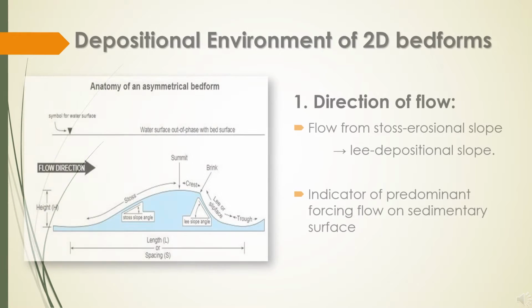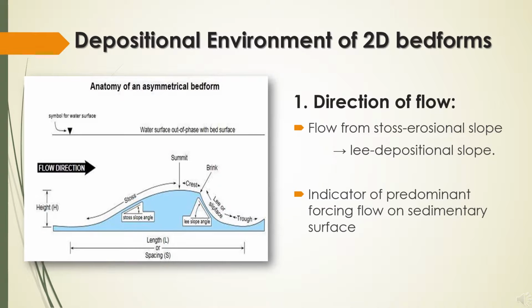The first information we can easily obtain from the unidirectional 2D bedform is the direction of flow. Unidirectional flow of current will mold the bed into a series of small asymmetrical bedforms called current ripples, and they have a gentle up-current slope known as stoss slope and a steeper down-current slope known as lee slope. The direction of flow is from stoss slope to lee slope. Therefore, 2D bedform asymmetry is generally representative of the direction of the predominant forcing flow on the sedimentary surface.